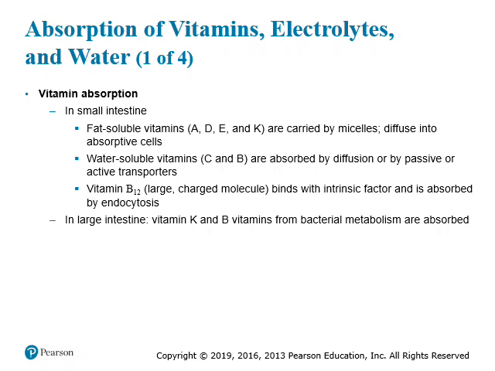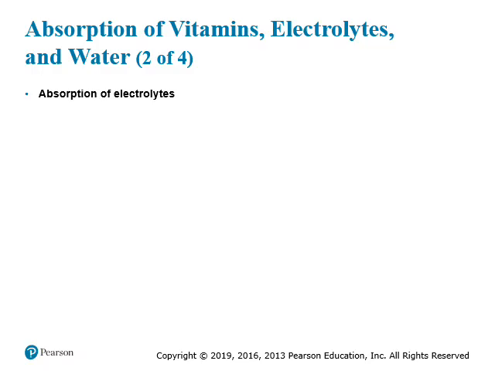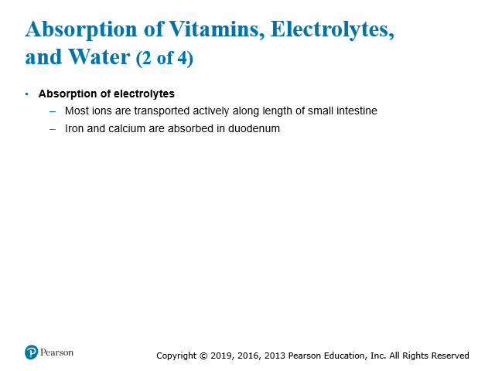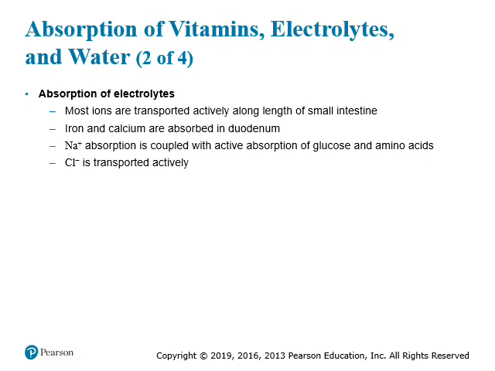In the large intestine, vitamin K and the B complex from bacterial metabolism are absorbed. And here, electrolytes are absorbed, transported actively along the entire length of the small intestine. Iron and calcium are absorbed in the duodenum. Sodium absorption is coupled with active absorption of glucose and amino acids. Chloride is transported actively. Potassium diffuses in response to the osmotic gradient, and it is lost if water absorption is poor.